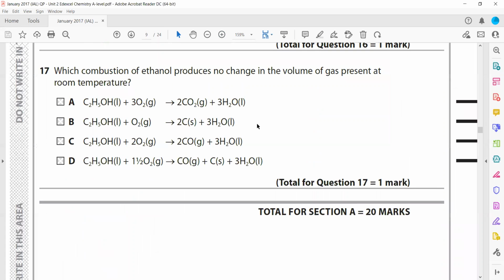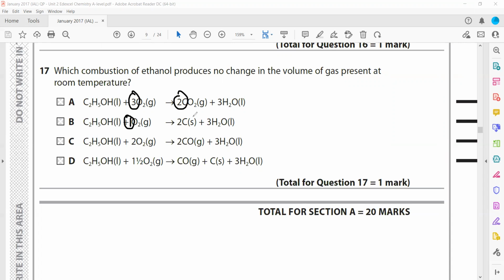In question 17, which combustion of ethanol produces no change in the volume of a gas present at room temperature? If the number of moles of the gas is the same, there will be no change in volume. So when we check the options, how many moles of gas? 3 moles of gas and 2 moles of gas, so there will be a change in volume, a decrease in volume.